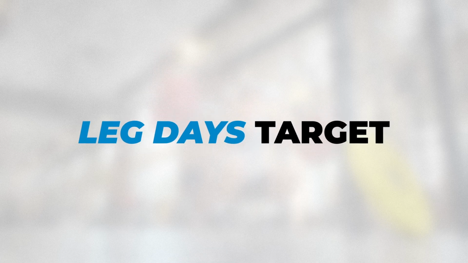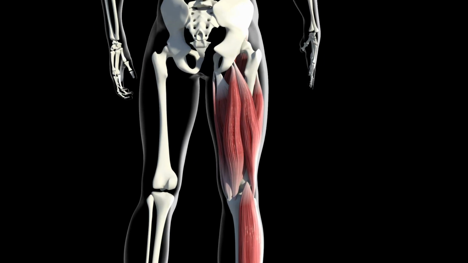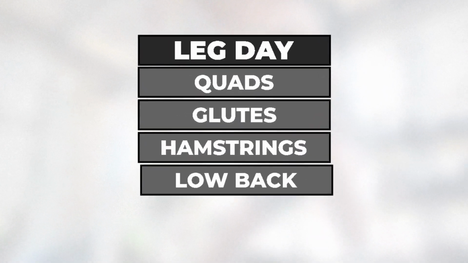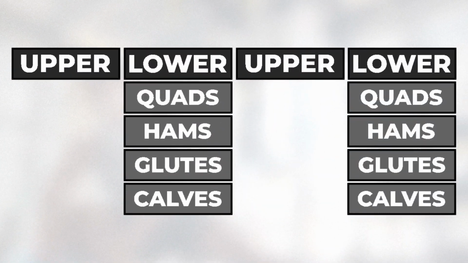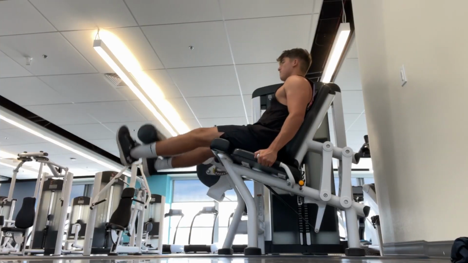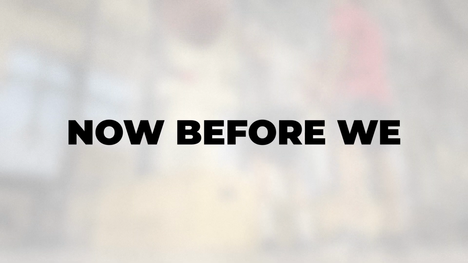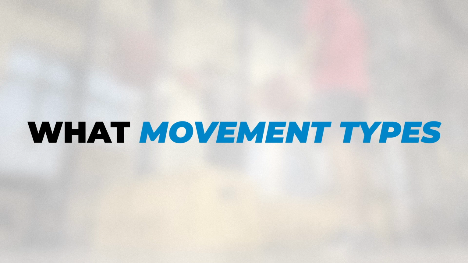Jumping right into it, leg days target the quads, glutes, hamstrings, and calves primarily, with abductor, adductor, lower back, and core work sometimes thrown in. They're usually done twice a week in any program, with typical goals being to increase target muscle size, lower body strength, speed, or power.